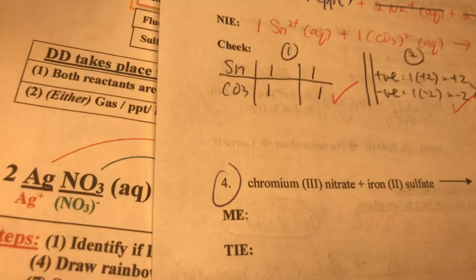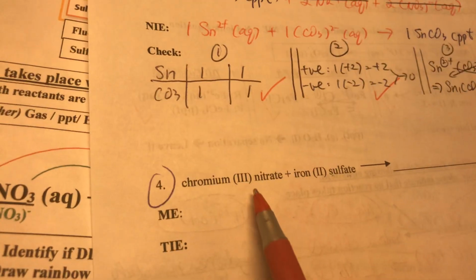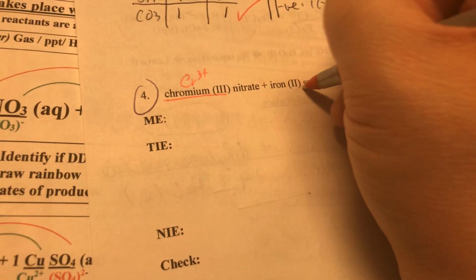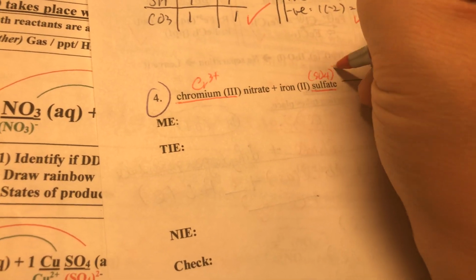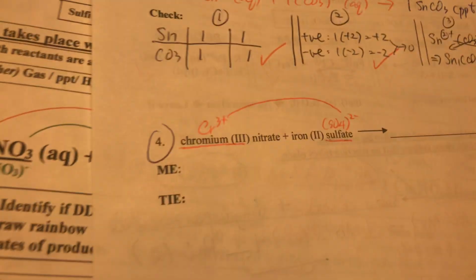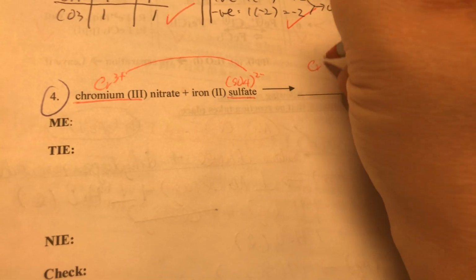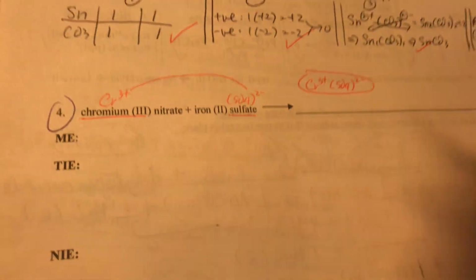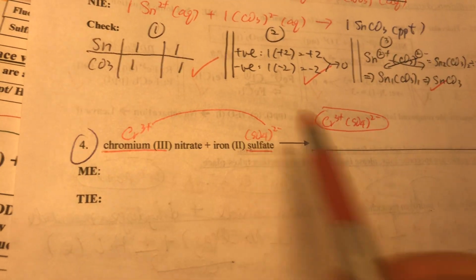All right, now let's do number 4. Okay, so chromium 3 nitrate and iron 2 sulfate. So chromium 3, Cr3+, and then sulfate, parentheses SO4 2-. Draw the rainbow, bring them to the cloud. Cr3+ parentheses SO4 2-. And when I name them, just chromium 3 sulfate.